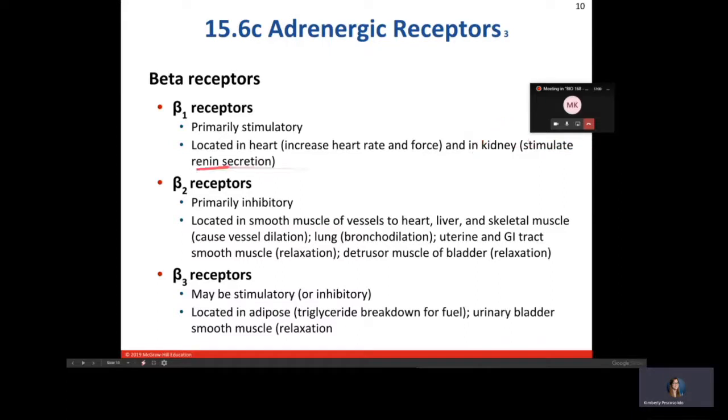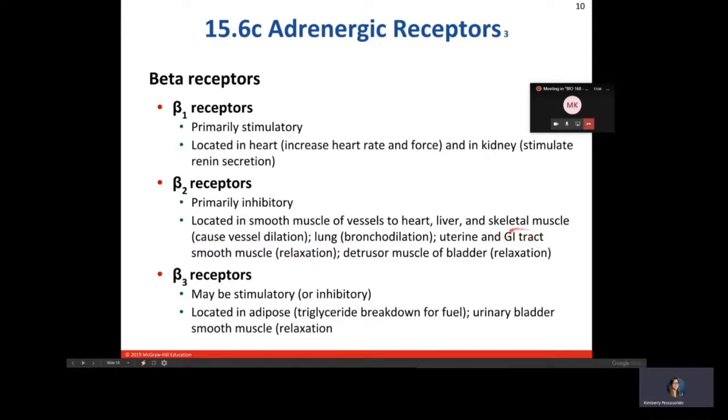They're also located in the kidney, and they stimulate renin secretion. We'll learn about renin in the kidney and endocrine chapters, so you don't have to worry about that too much, but it's a hormone. Beta 2 receptors are primarily inhibitory. These are located in the smooth muscle of vessels to the heart, the liver, and the skeletal muscle. They cause vessel dilation. They're located in the lung, which causes bronchodilation. They're located in the uterus and the GI tract smooth muscle, which causes relaxation, right?